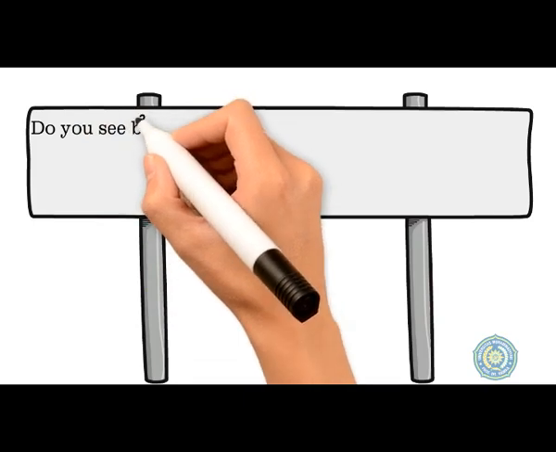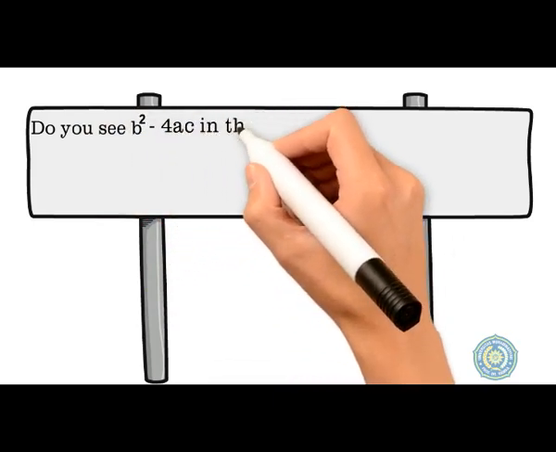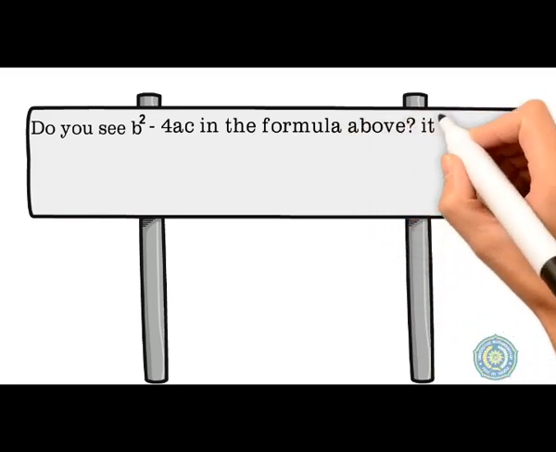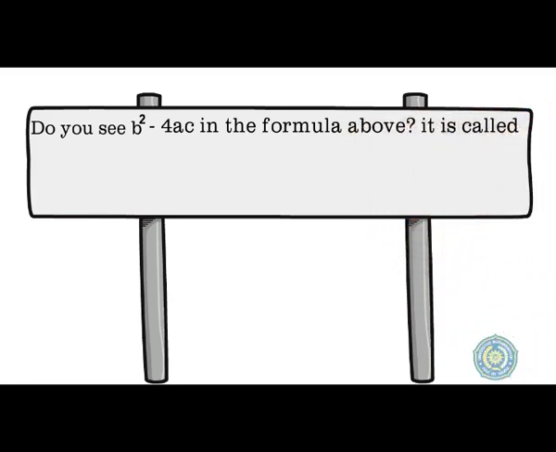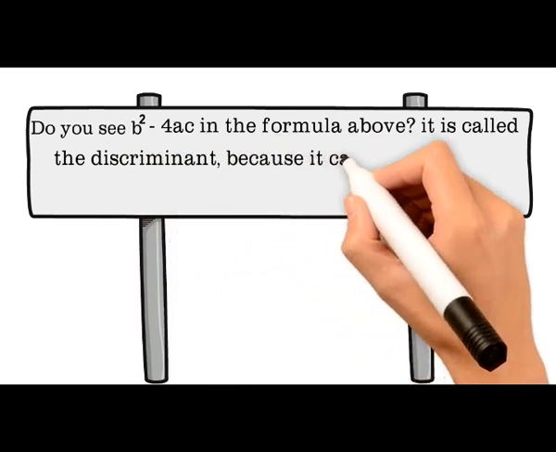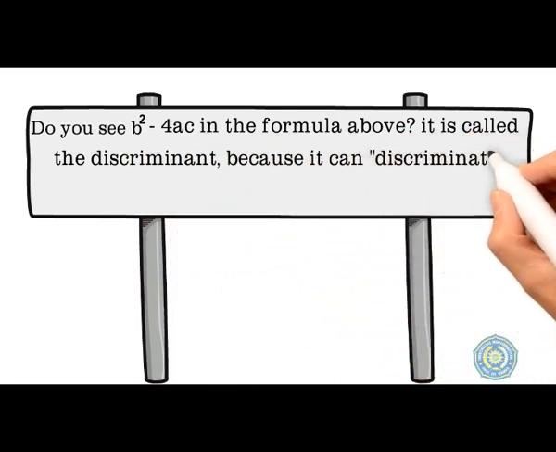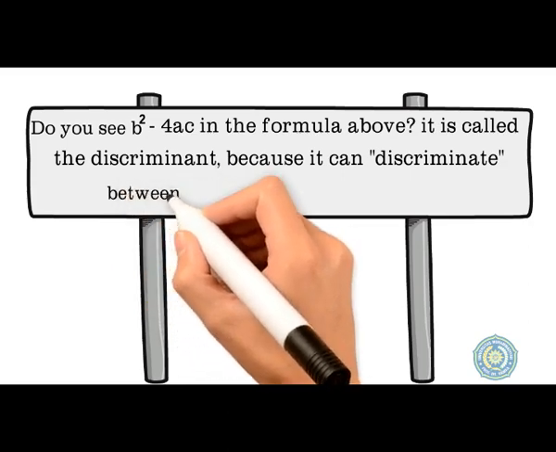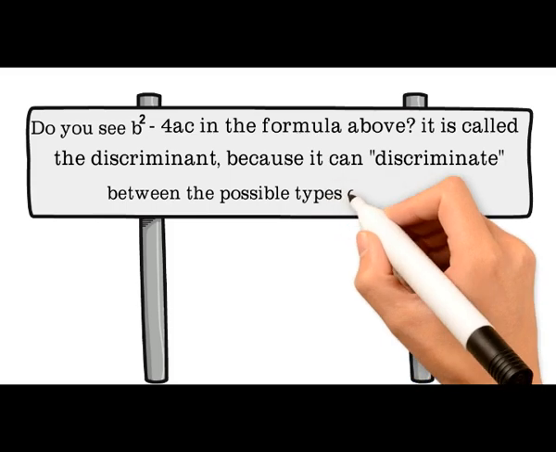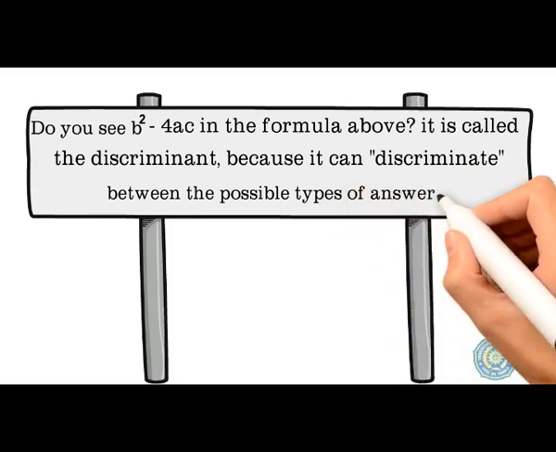Do you see b squared minus 4ac in the formula above? It is called the discriminant because it can discriminate between the possible types of answer.